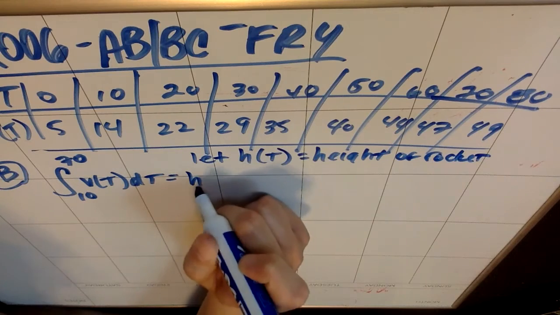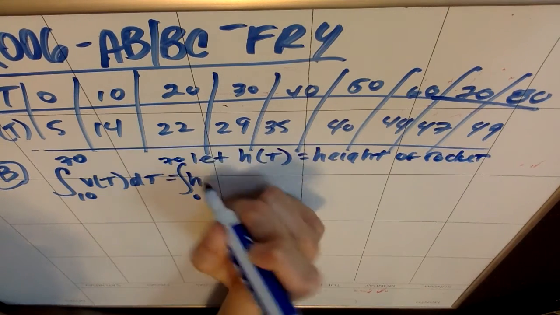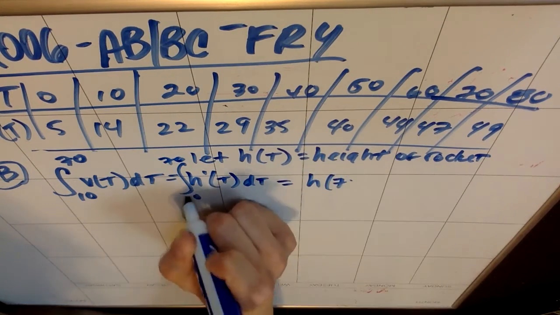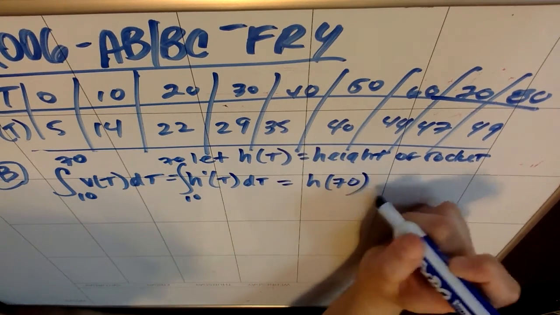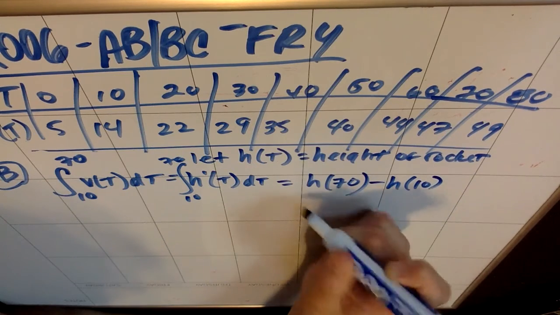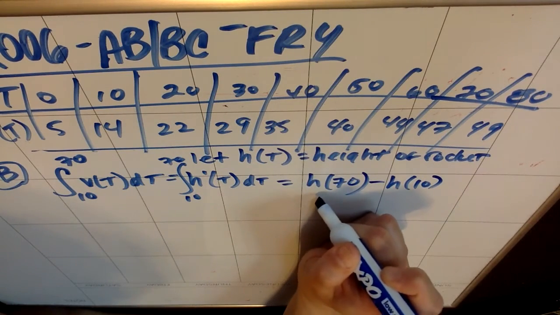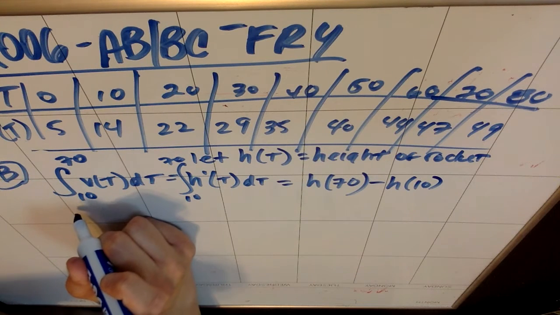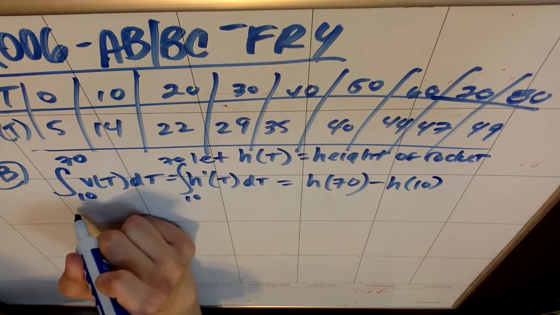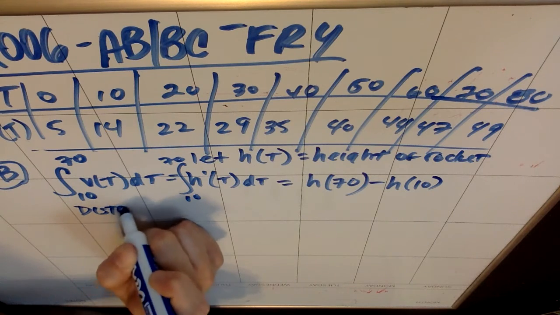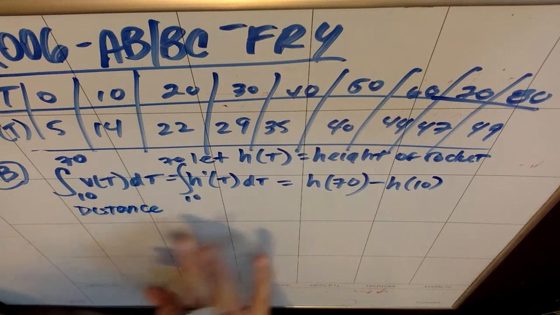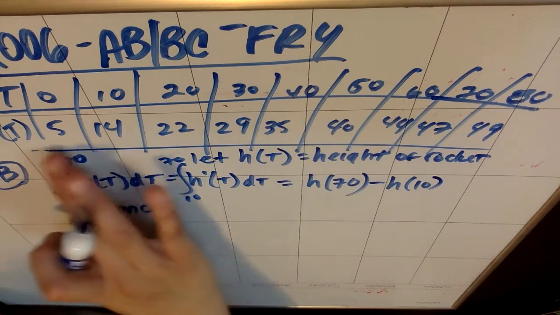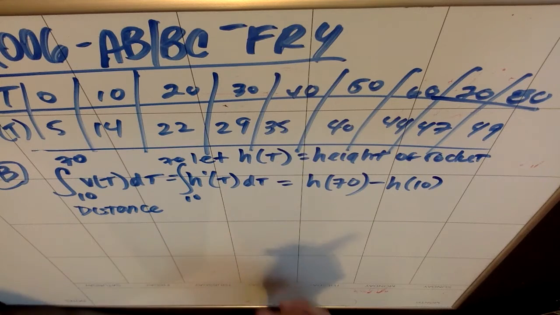So this would essentially be the integral from 10 to 70 of h prime of t, because that's what the velocity would be, meaning this is h of 70 minus h of 10. This is the rocket's height at 70 seconds minus the rocket's height at 10 seconds. So essentially this is the distance, and I can say distance, not displacement, because the velocity never changed sign. This thing is always moving up the entire time, right? It has a positive velocity the entire time.